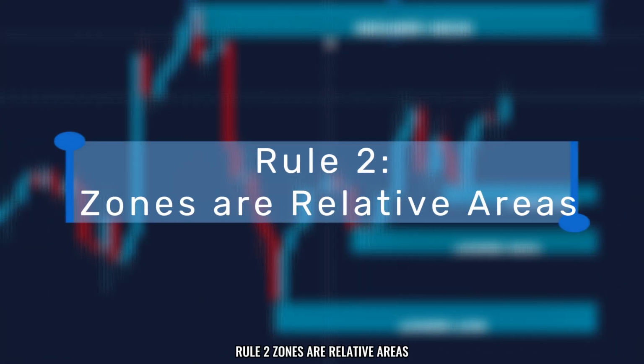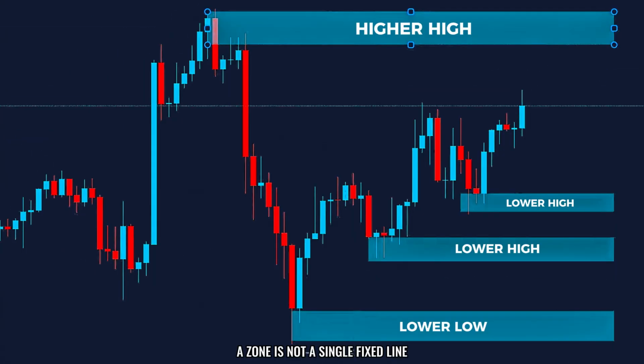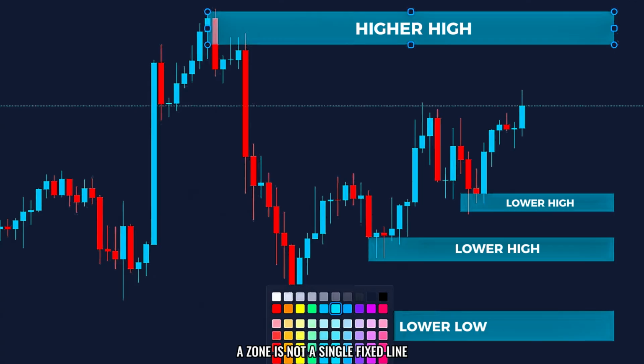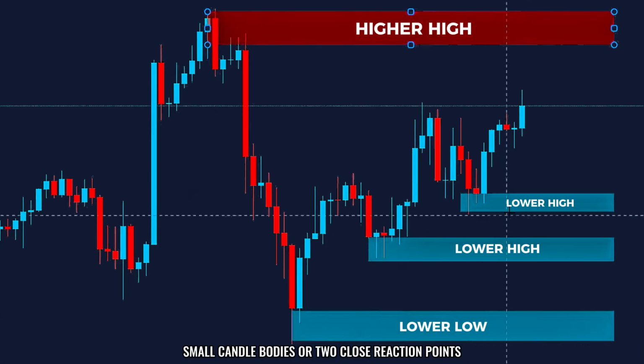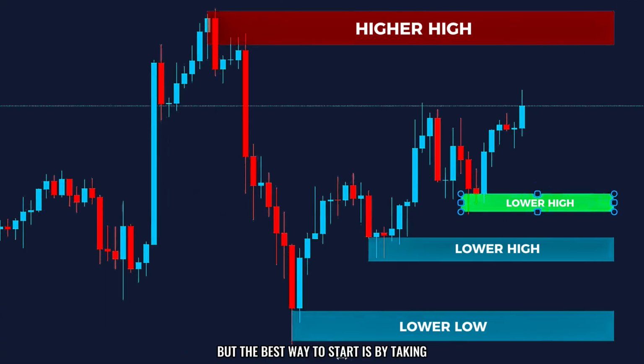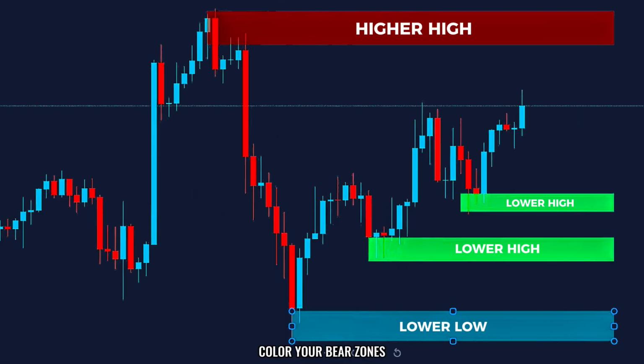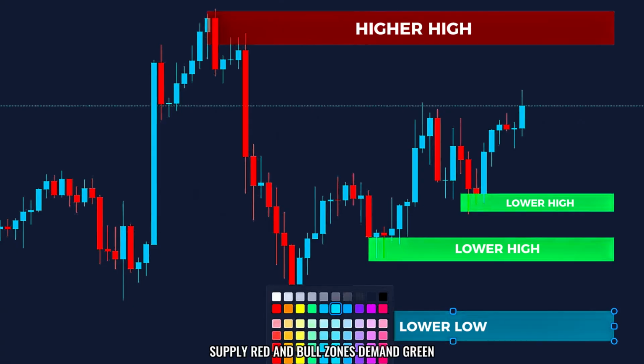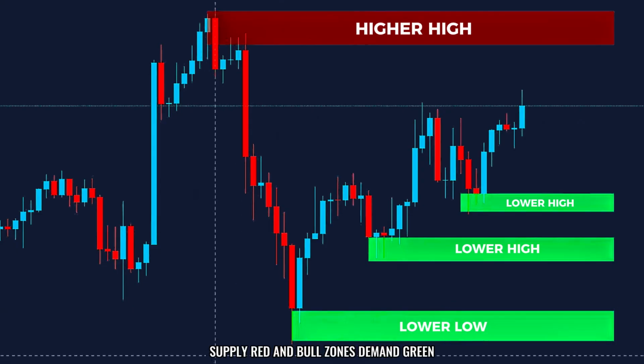Rule 2. Zones are relative areas. A zone is not a single fixed line, it's an area. You can draw it using wicks, small candle bodies, or 2 close reaction points. But the best way to start is by taking the highest or lowest extreme point of a peak or valley to mark your zone. For visual clarity, color your bear zones, supply, red, and bull zones, demand, green.